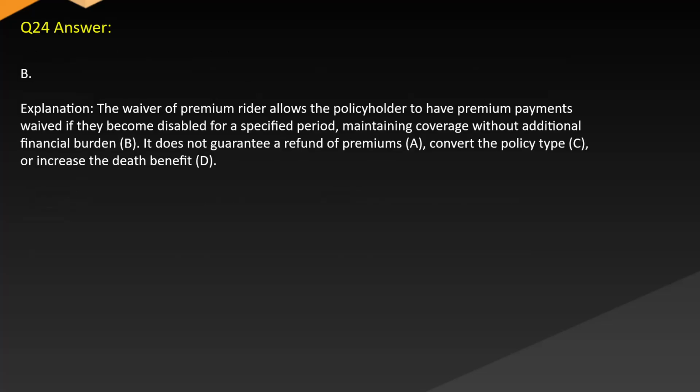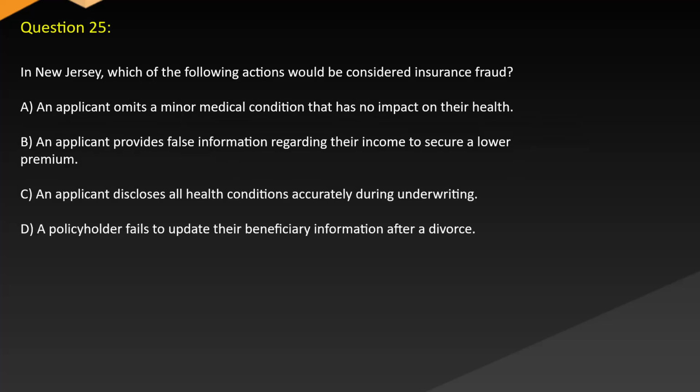Answer. B. Explanation. The waiver of premium rider allows the policyholder to have premium payments waived if they become disabled for a specified period, maintaining coverage without additional financial burden. B. It does not guarantee a refund of premiums, A, convert the policy type, C, or increase the death benefit, D.